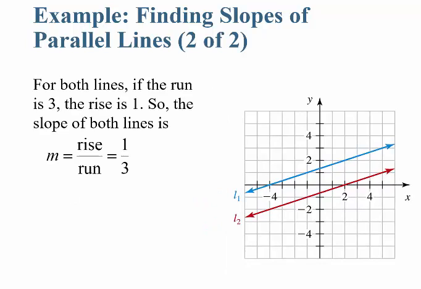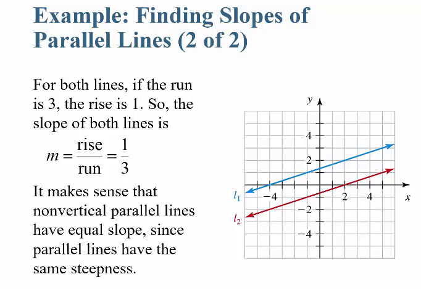Well, for both lines, you can do this on your own, find any points. If the run is 3, the rise is 1. If you take this point here, you go 1, 2, 3, you go up 1. Take this point here, go 1, 2, 3, go up 1, right? So the slope of both lines in this case is rise over run, which is 1/3. So it looks like parallel lines that never cross have the same slope. It makes sense that non-vertical parallel lines have equal slopes, since parallel lines have to have the same steepness for them to never cross. If their slopes were not equal, they would eventually cross.